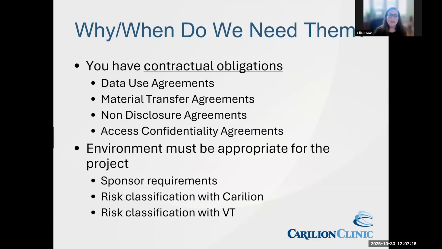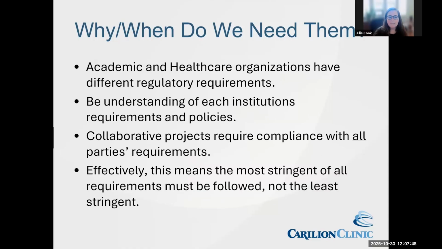So we have to look at understanding first what data do you have, what regulations are required, what your sponsor has required, and then Corellian and Virginia Tech both have risk classifications, and certain places are okay to process and store and collect different types of data. So we classify the data, and then based on that classification, we choose the environment where we're going to work with the data. Next slide, please.